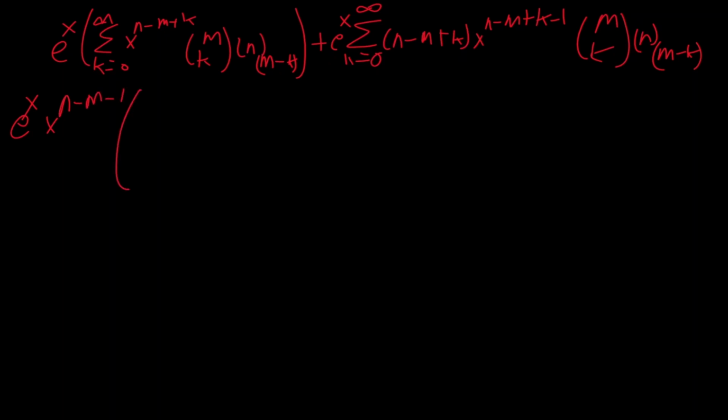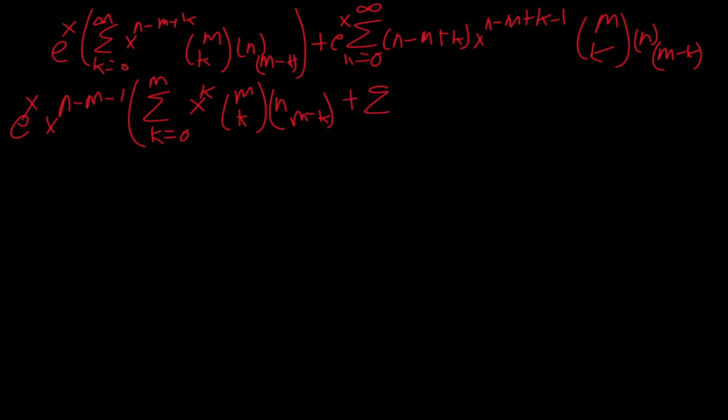And then that means inside of those parentheses, we're going to have the sum from k equals 0 to m of x to the k, m choose k, n m minus k, and then plus our sum from k equals 0 to m of x to the k minus 1, and then m choose k. And then let's actually take a look at this falling factorial term right here.